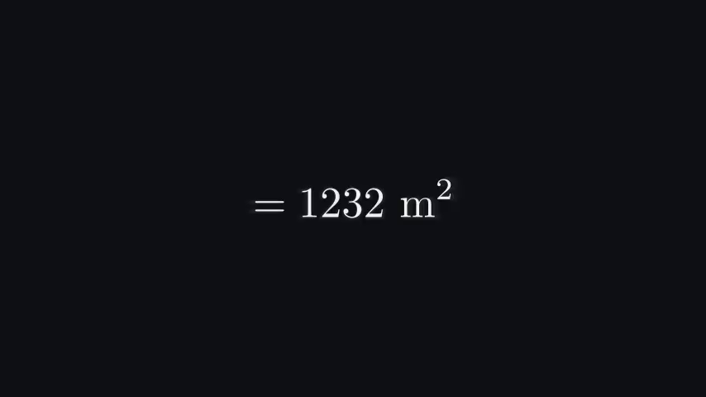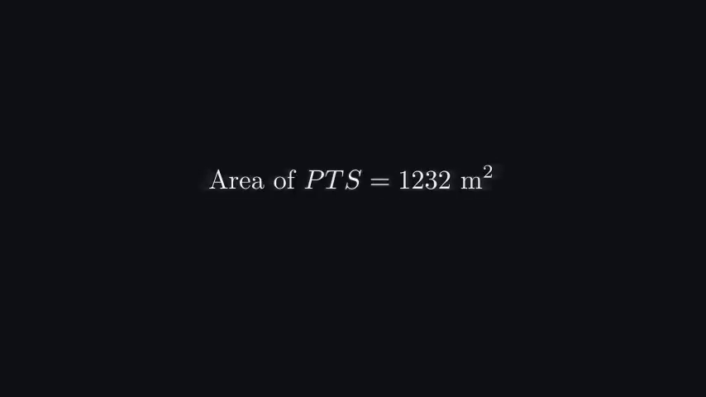The area of one semicircle is 1/2 times pi r squared. Substituting r equals 28 and pi equals 22 over 7, the area of one semicircle is 1,232 square meters. Area of PTS equals 1232 square meters. Area of QUR equals 1232 square meters.